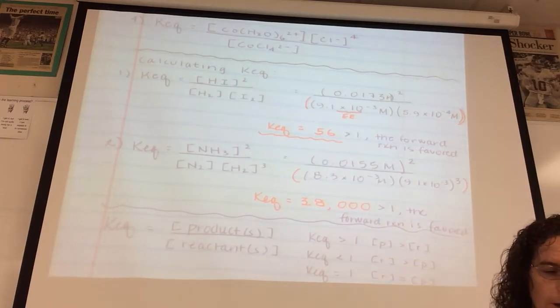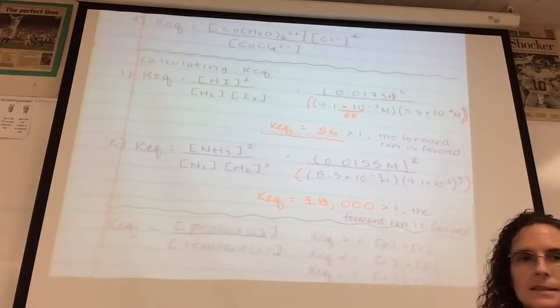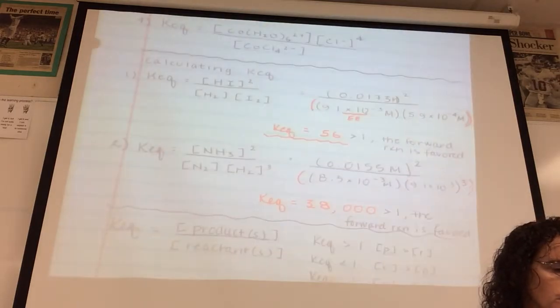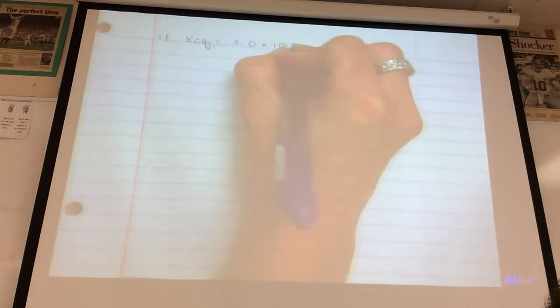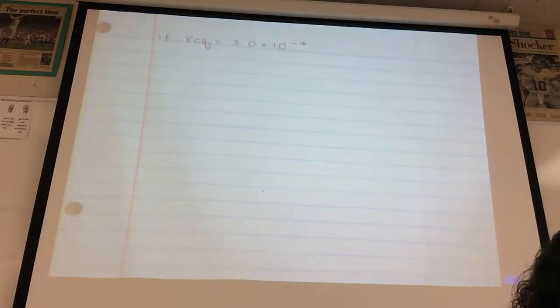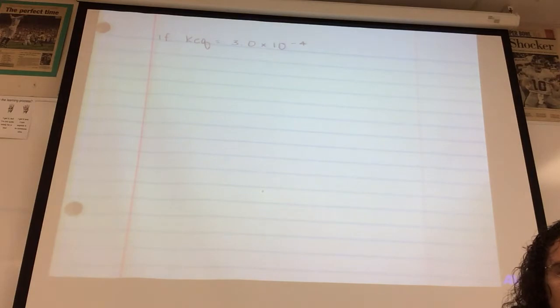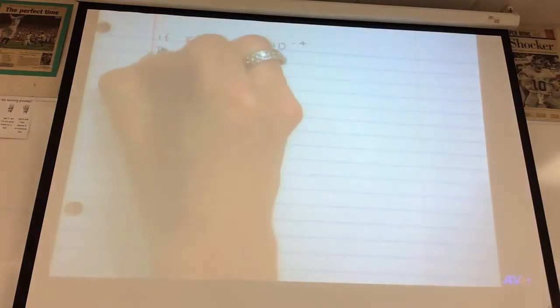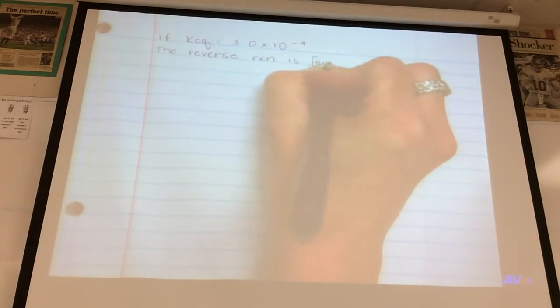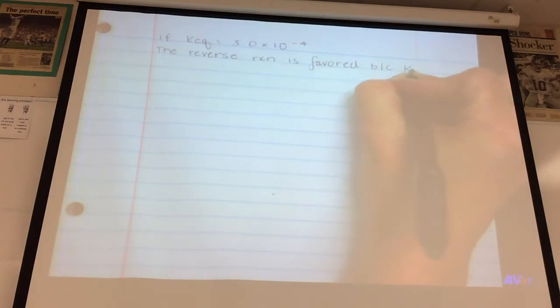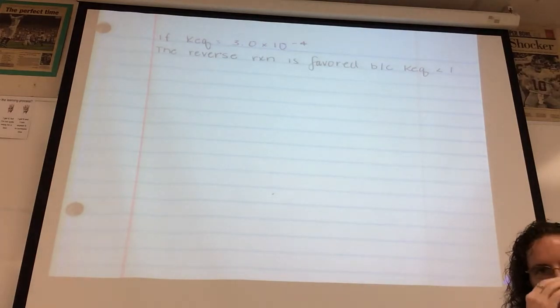Okay, so let's do one more because we didn't get one where the reverse is favored. So let's say that if KEQ was equal to 3.0 times 10 to the negative 4th, would the forward or reverse reaction be favored? So we would say the reverse reaction is favored because KEQ is less than 1. Okay?